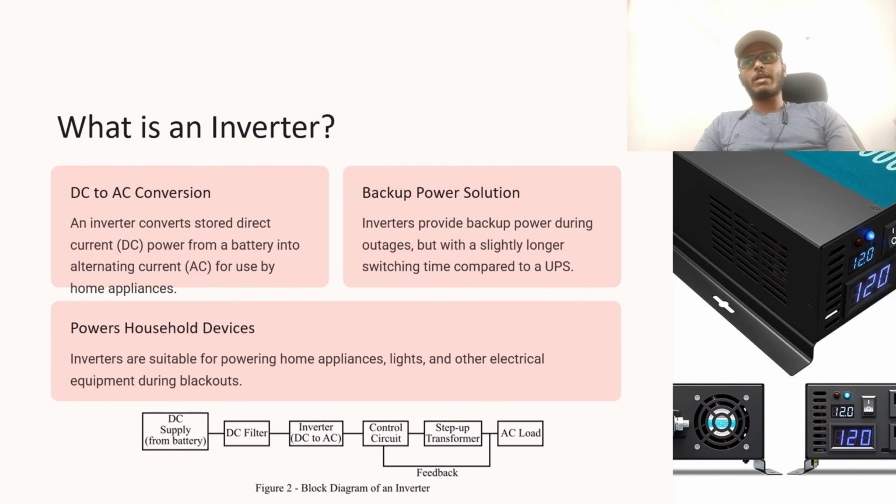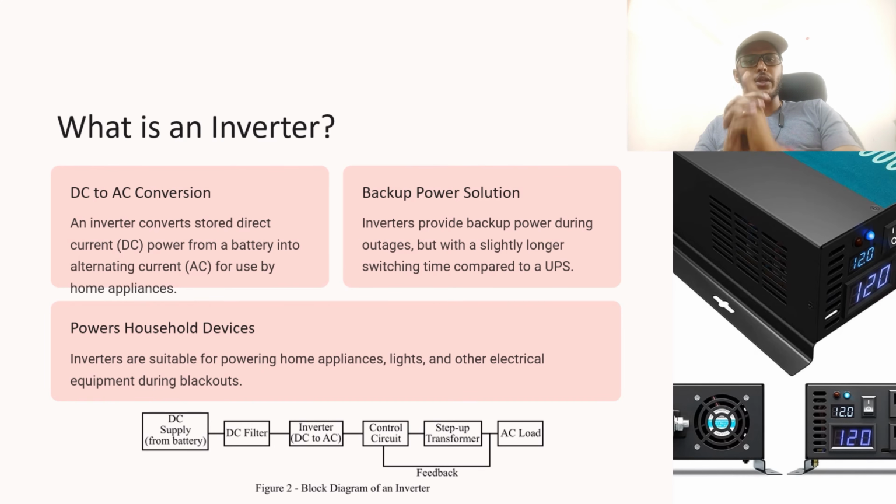Next, backup power solution. Inverter provides backup power during outages but with a slightly longer switching time compared to UPS. As I explained earlier, UPS gives continuous power, whereas inverter gives a break in power. It won't be giving you continuous power in any way. That's the reason if your TV is connected to an inverter, when the incoming power goes off, your TV will also go off and it will start again from the power-on condition after a slight delay. So that is the main thing.